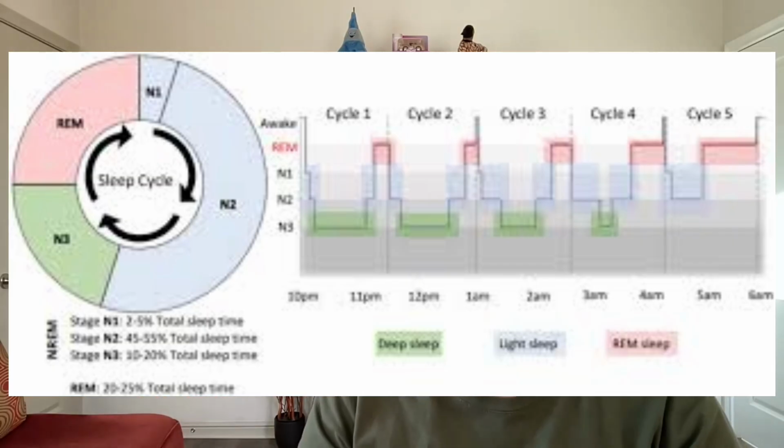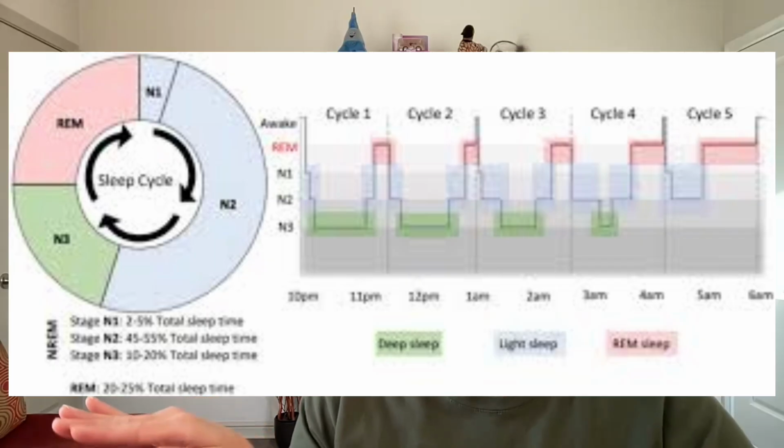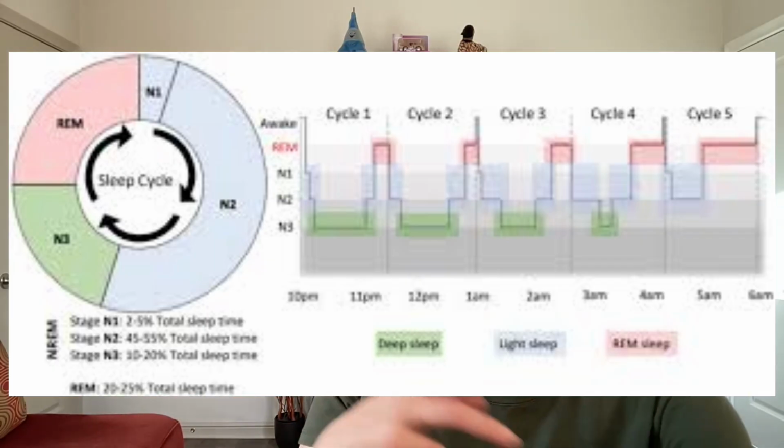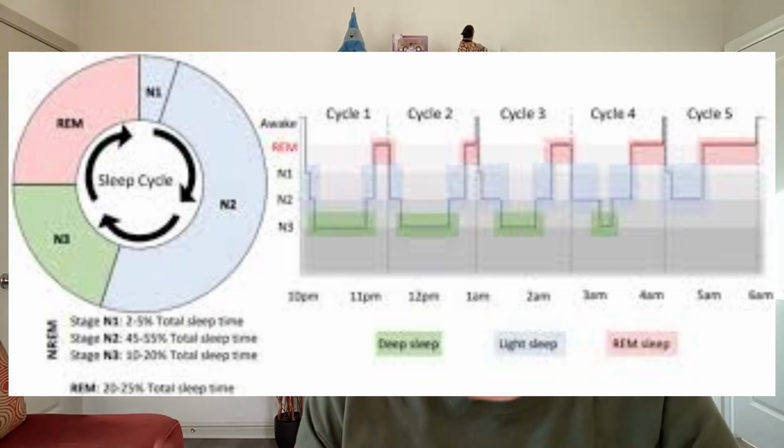You're not getting hardly any deep sleep. So nightmares, those are happening in REM. And people tend to remember their nightmares. Night terrors, people don't remember them. But nightmares, people remember them. And people tend to wake up from a nightmare because REM is a very light stage of sleep.